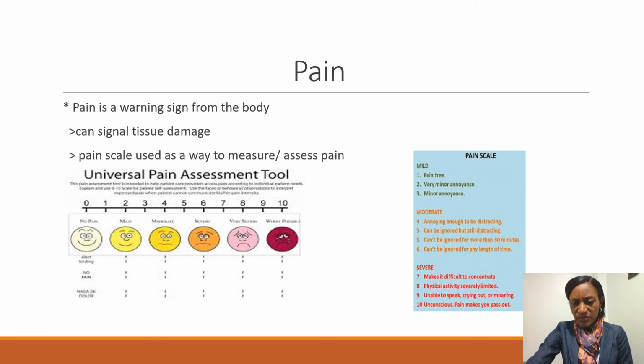Here in 7, it says it makes it difficult to concentrate. 8 would be where physical activity is almost impossible or very limited. Being unable to speak, or crying out, or if the patient is moaning in pain, that would be in the severe range, so around 8 or 9. And for 10, they say unconscious, or pain makes you pass out. So that's severe if you're really passing out.